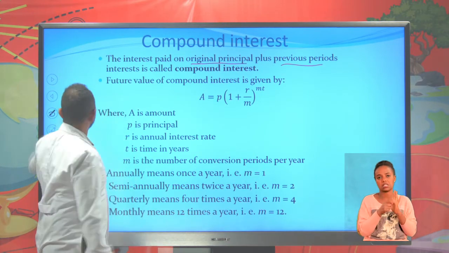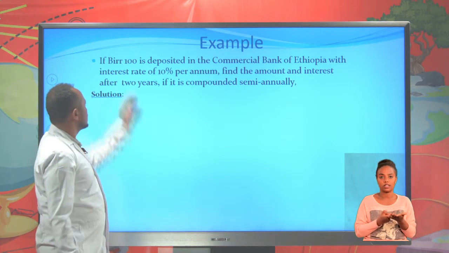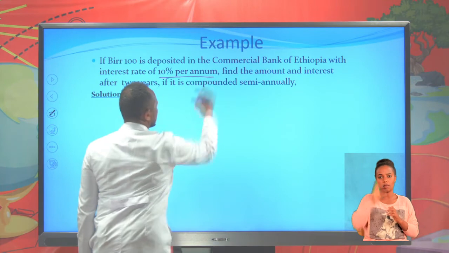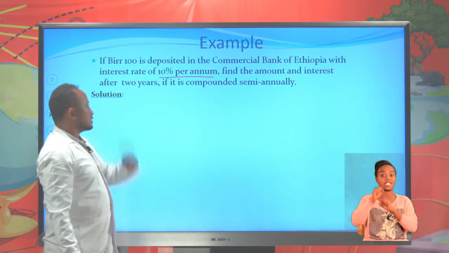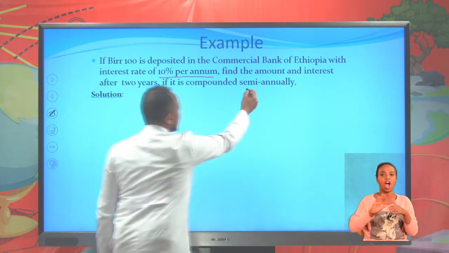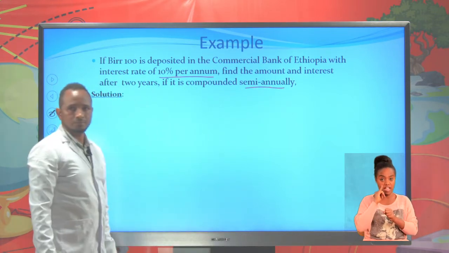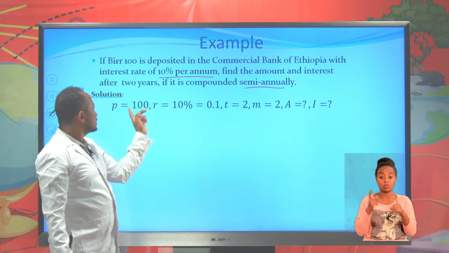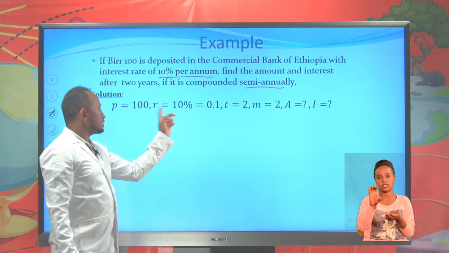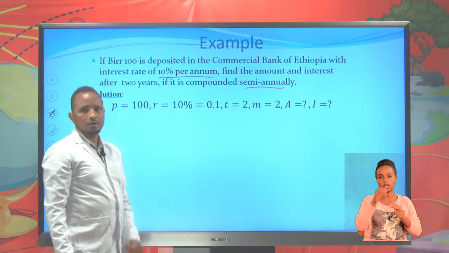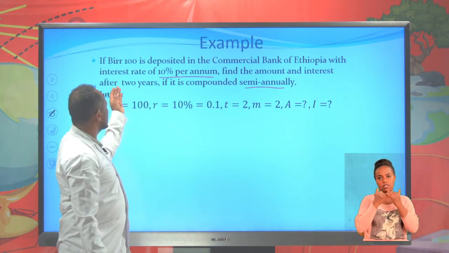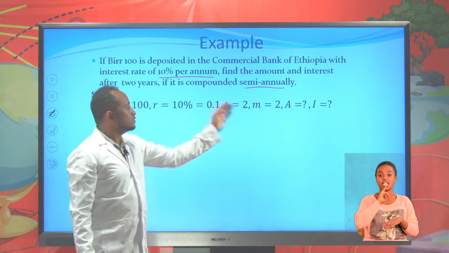Now let's see an example for this. Here, if birr 100 is deposited in the Commercial Bank of Ethiopia with an interest rate of 10% per year, find the amount and interest after 2 years if it is compounded semi-annually. So let's see the solution. The principal is given, it is 100. And the interest rate is 10% per year, 10% means 0.1. And t is also given, the money is deposited for 2 years, so t is 2 years.